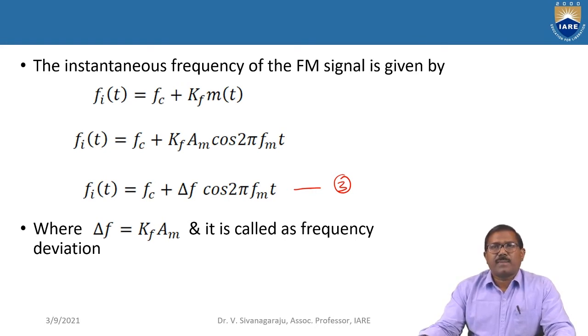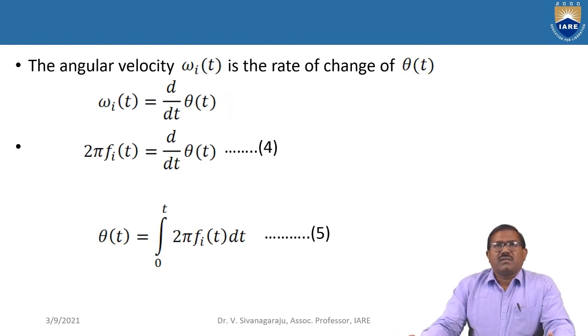And coming to the angular velocity, omega i of t is the rate of change of theta of t, where theta of t is the angular argument. So that angular velocity, which is related to this angular argument, is written as omega i of t, which is equal to d by dt of theta of t, that means the derivative of theta of t.